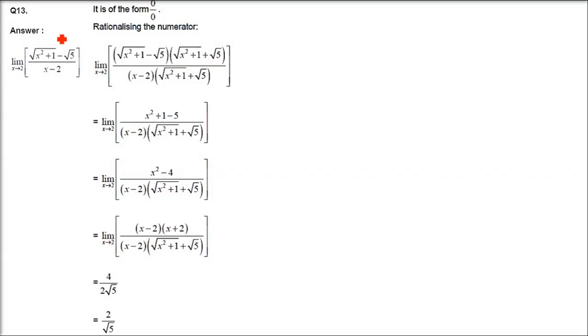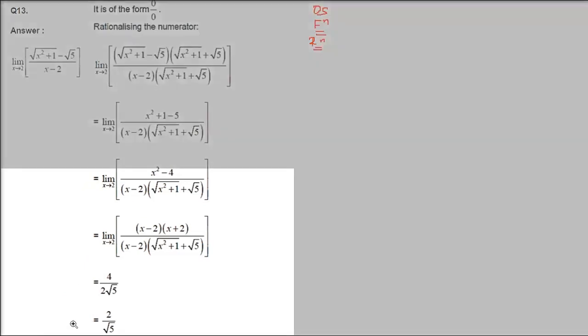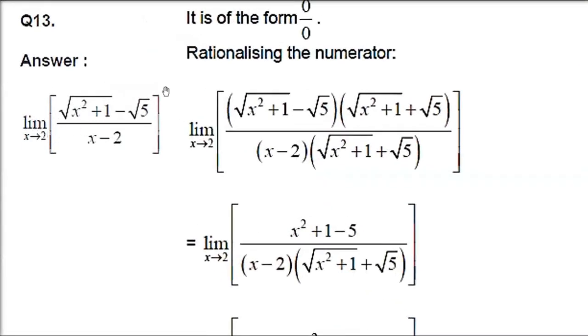Now question number 13. So same thing we are going to do here. We have already seen that the first exercise was direct substitution, the second was factorization, and the third, the whole exercise, is about rationalization. So last rationalization we are going to do. So you have limit x tends to 2. If you put x as 2, it will be 0 by 0.